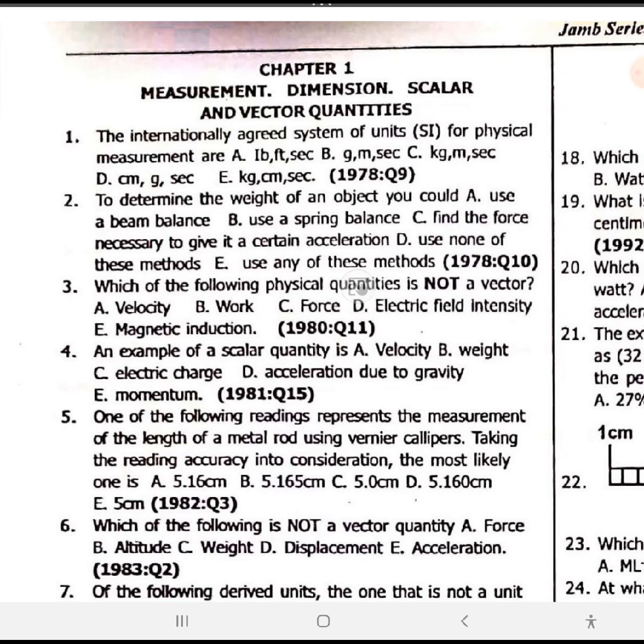So let's take down. Right, there are three internationally agreed system of units: 1. Kilogram, 2. Meter, and 3. Seconds. Go to the next line. Mass is measured in kilogram, length is measured in meter, while time is measured in seconds.